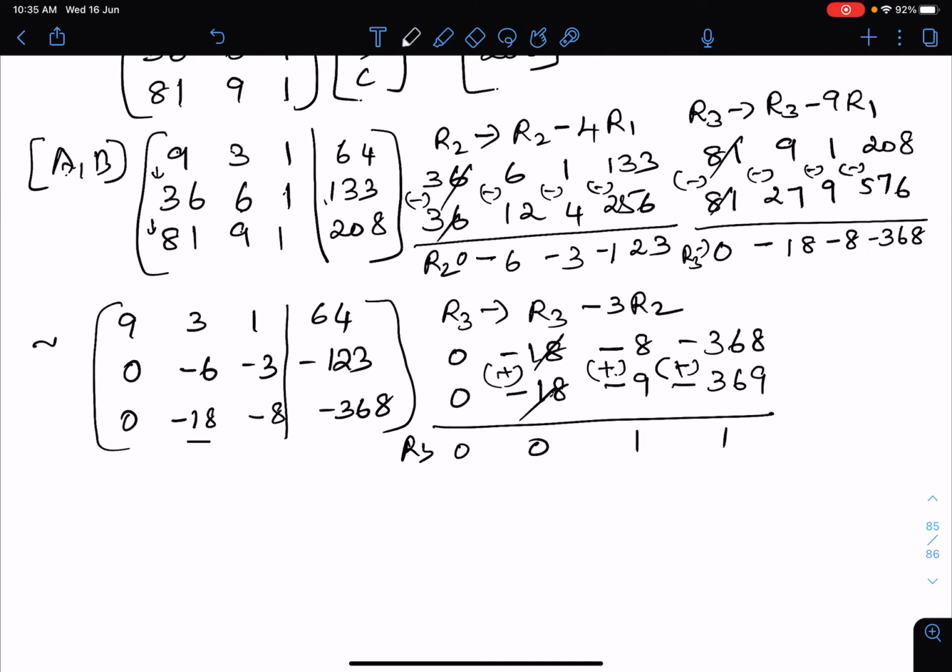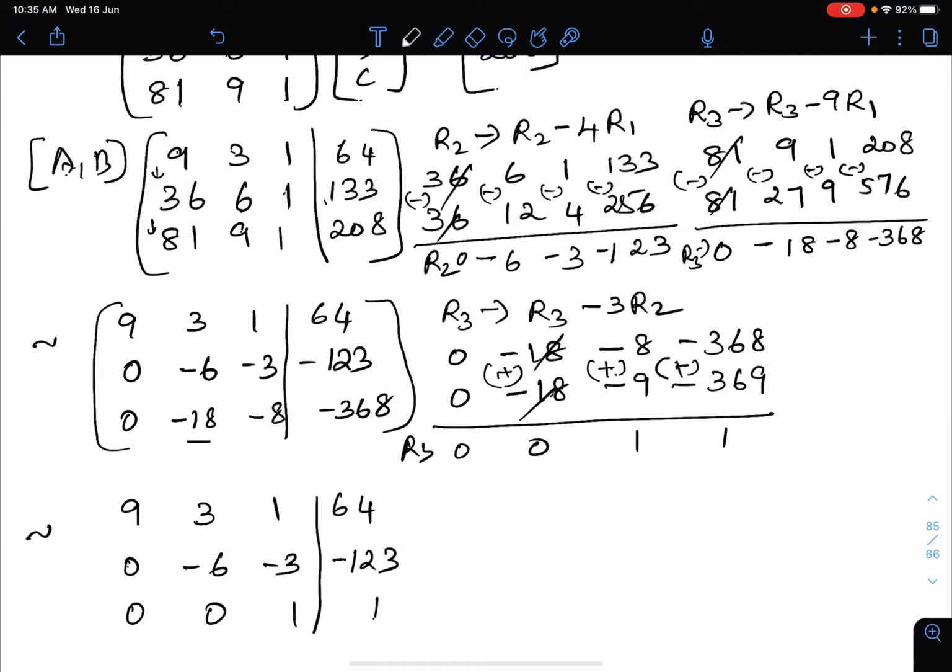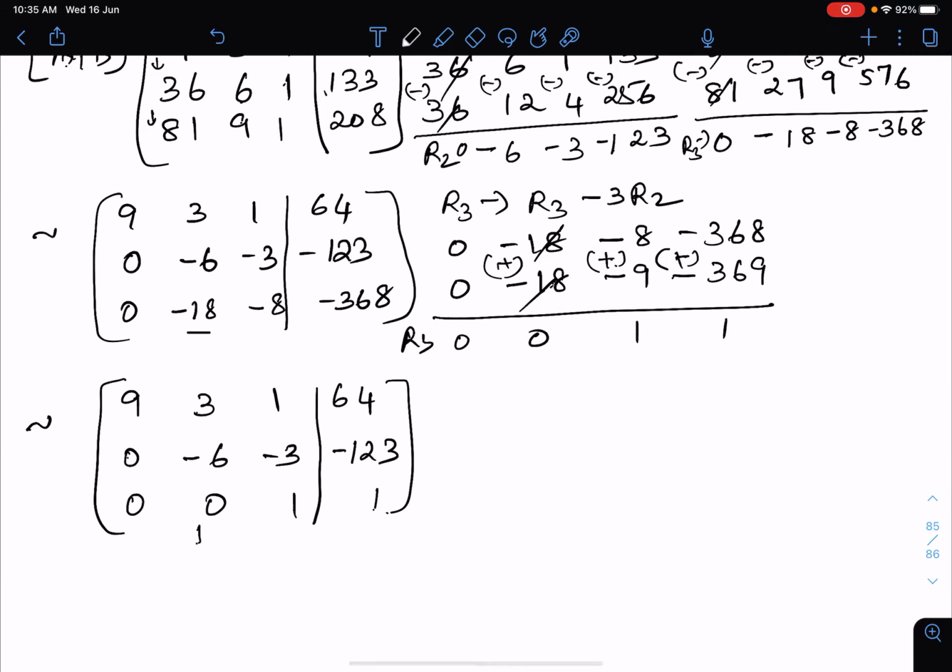So what is going to be our equivalent matrix? 9, 3, 1, 64. Second row remains the same, 0, minus 6, minus 3, and minus 123, and our third row is reduced to 0, 0, 1, 1. Drop the line. So we have reached our row echelon form. Okay, so we can go to our back substitution method.